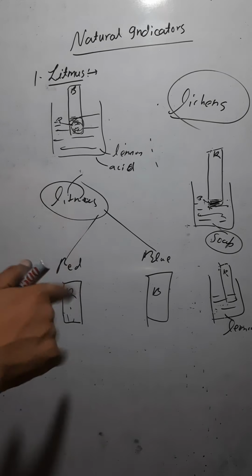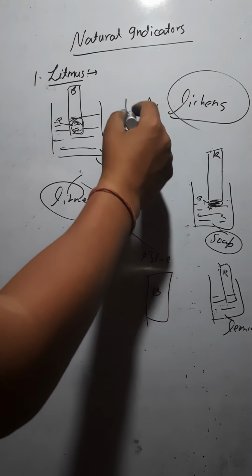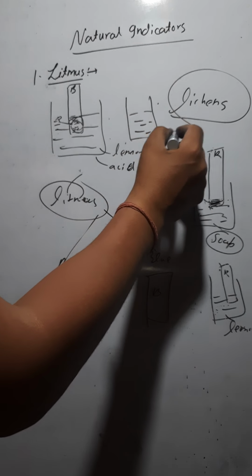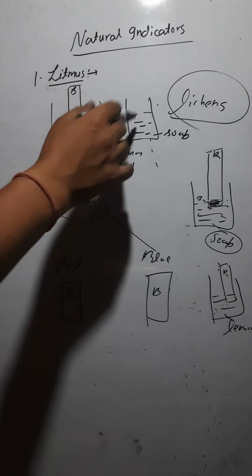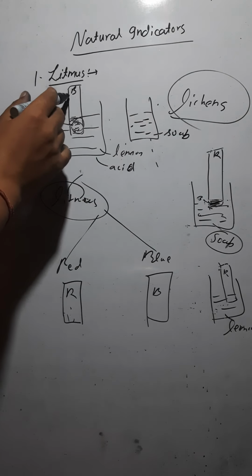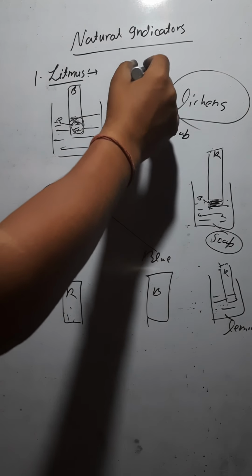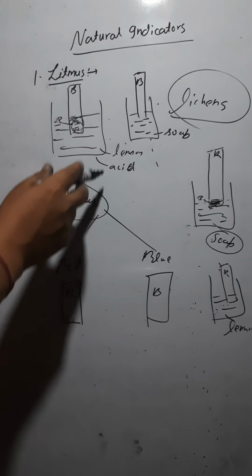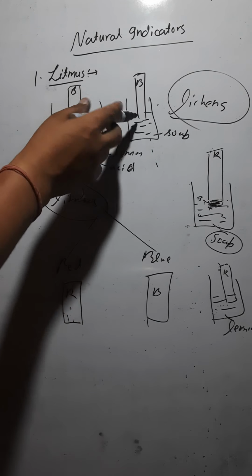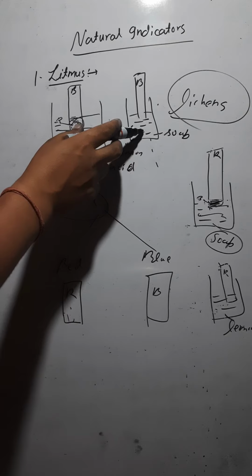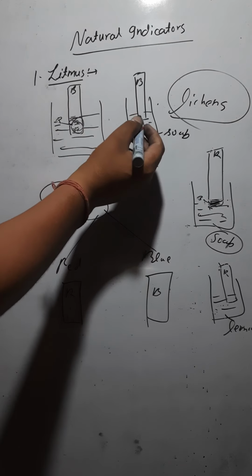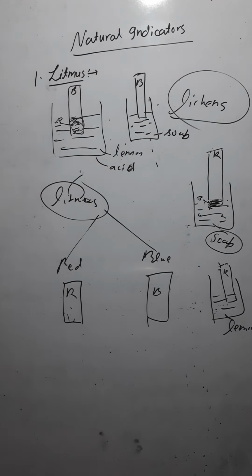But let's say one more type of solution that contains soap. Soap is what? Base. There is base in soap. Now if you dip this blue litmus paper in the soap, nothing would happen. It would remain blue. It would not change its color.